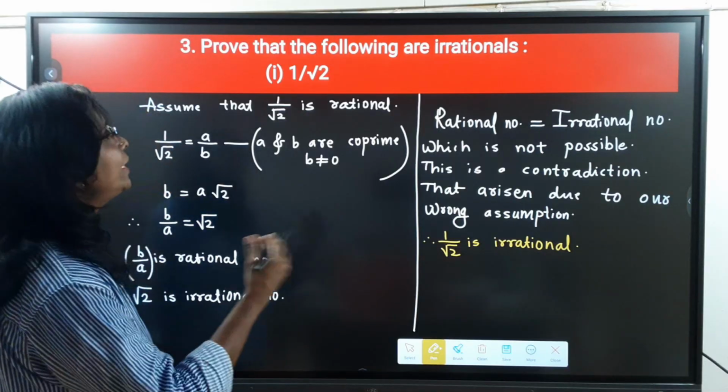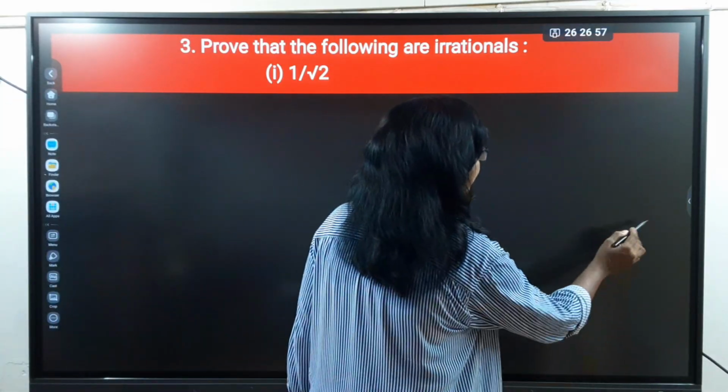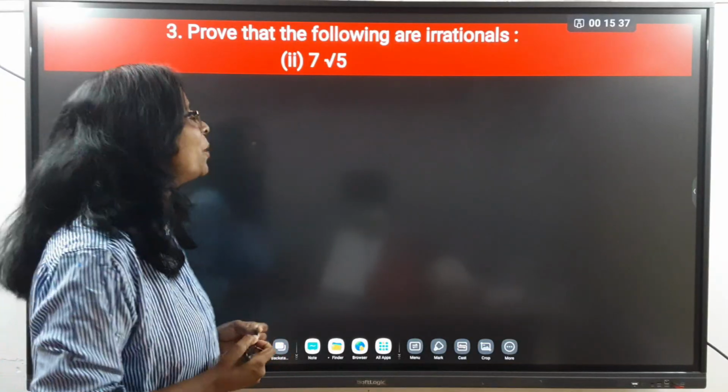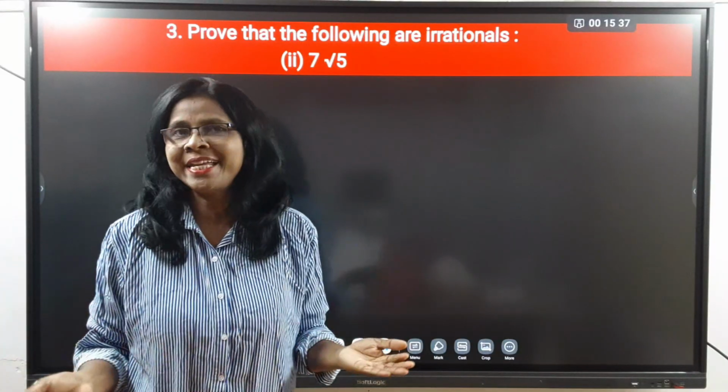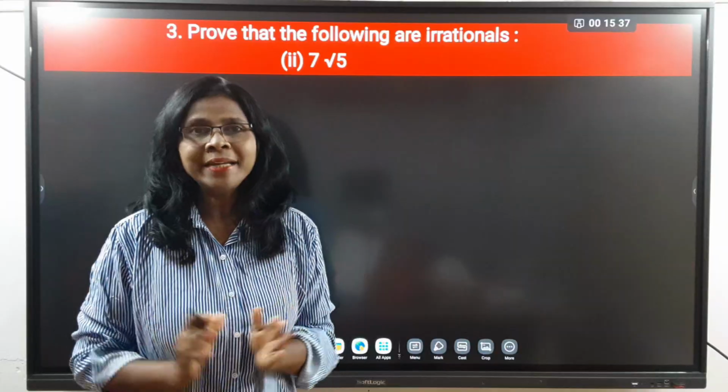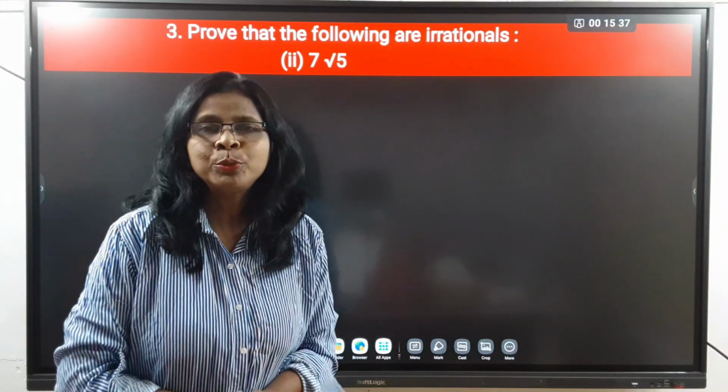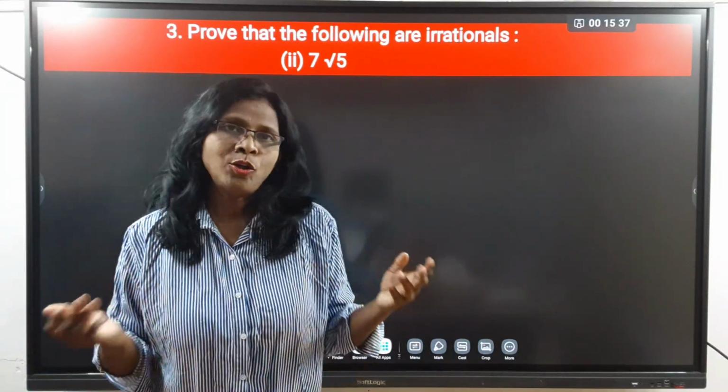Okay students, the next example students, 7 root 5. Now here students, we have to prove that 7 root 5 is an irrational number, and that means why? That means we have to prove that 7 root 5 is not a rational number.